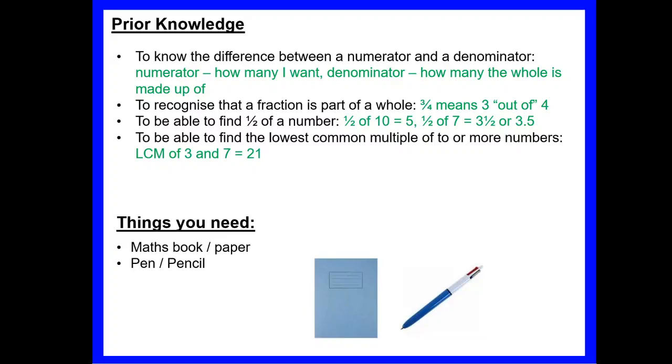And you should be able to find the lowest common multiple of one or more numbers. For example, the lowest common multiple of 3 and 7 is 21. To find that, if you're not sure, you write down your 3 times table and your 7 times table, and you find the smallest number that appears in both times tables. We are going to do a bit of practice with that as we go along.